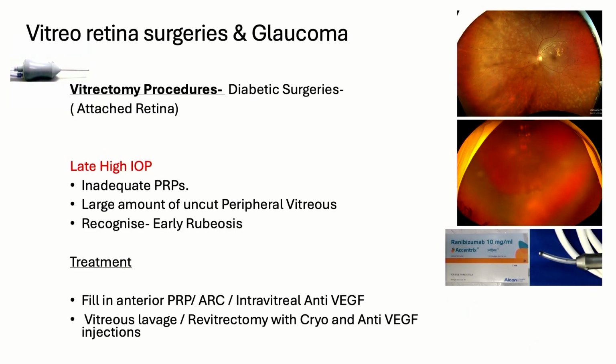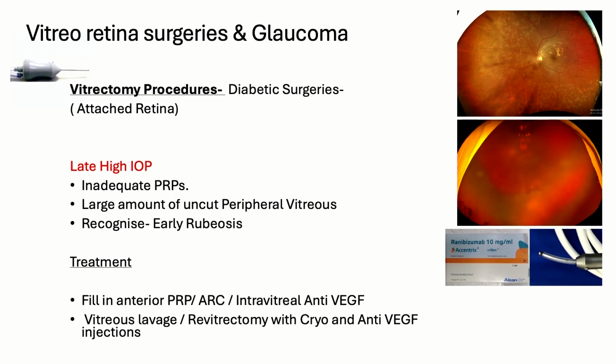So the same procedure, a vitrectomy, in a late high IOP: what are the reasons? The most common reason in the late post-op period, that is within 6 weeks, is inadequate laser. If you have not done enough laser during the surgery, you may land up with the ischemic component again and new vessels, rubeosis, and sometimes you would have left a lot of vitreous gel. If you see the second photo, you have a lot of vitreous gel left over. This can also incite ischemia and cause secondary high IOP.